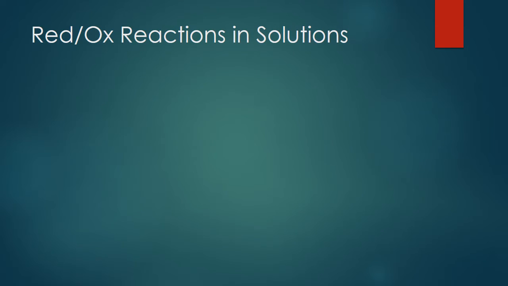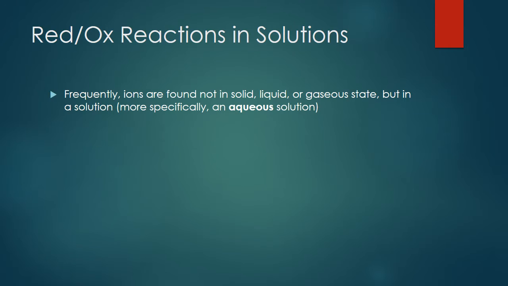But redox reactions don't typically occur in solid, liquid, or gas form. In fact, they frequently occur in solutions. The reason for this is because ions are typically found in an aqueous solution, not necessarily their solid, liquid, or gaseous state. So that means we can't just think about these abstractly. We have to think about these with solvents and solutes and the properties of solutions.